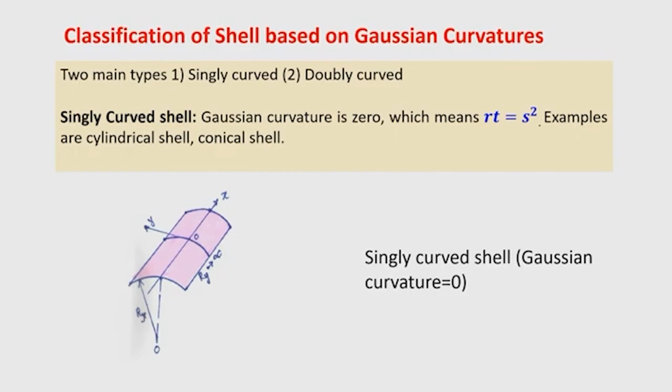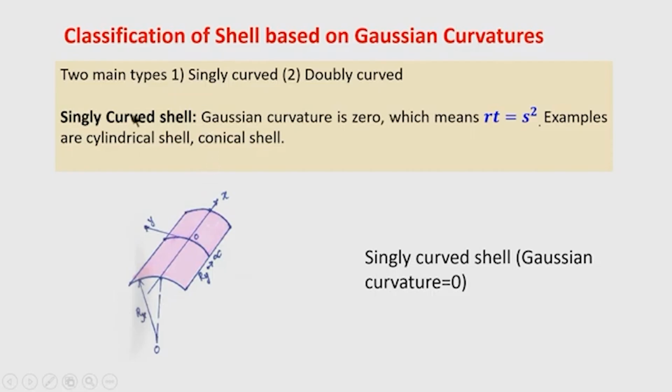Now, broadly the shell is classified as singly curved shell and doubly curved shell. What is a singly curved shell? A singly curved shell has a curvature in one direction, and in the other direction the curve has no curvature. So, that means like, say, a cylindrical surface, in the y direction you will get the curvature, but along the x direction you get a straight line. So, therefore, because this is a straight line, the radius of curvature is infinity. So, hence the curvature is 0.